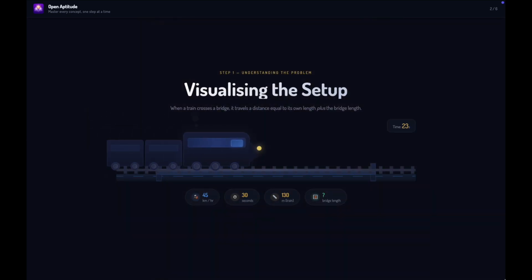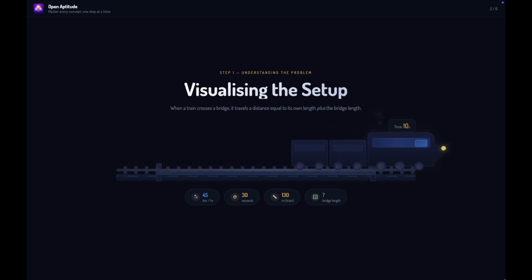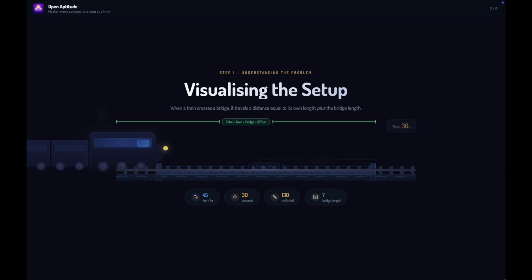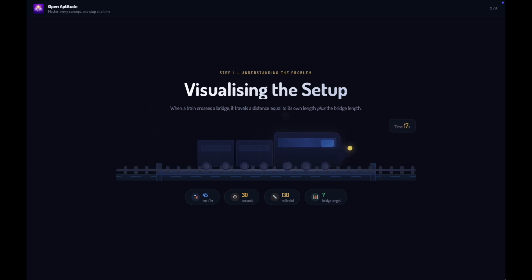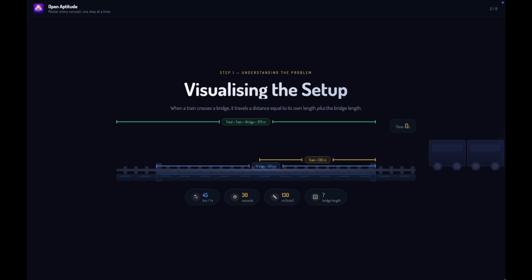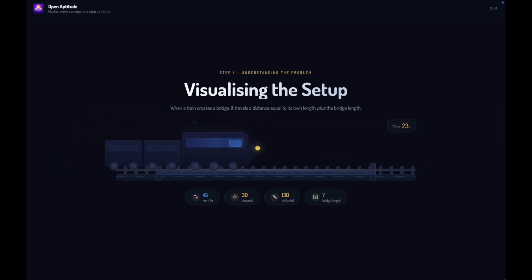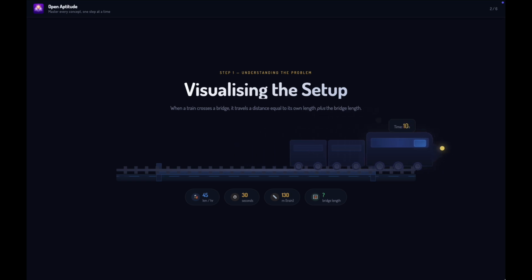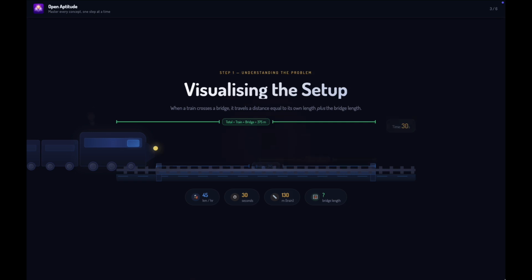First, let's visualize what is happening. When a train crosses a bridge, it does not simply travel the length of the bridge. Think of it this way, the crossing begins when the front of the train reaches the near end of the bridge. The crossing is only complete when the rear of the train clears the far end of the bridge. This means the train must travel a distance equal to its own length plus the length of the bridge.